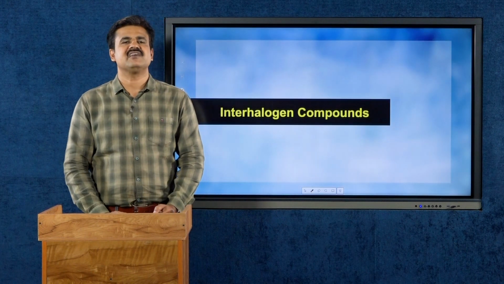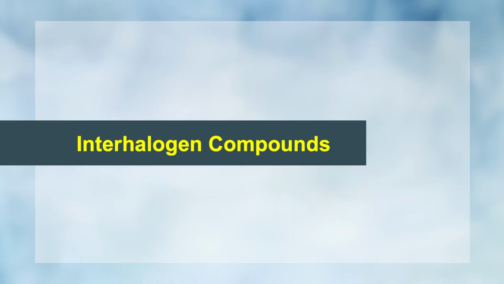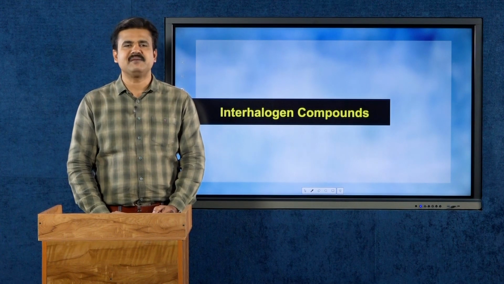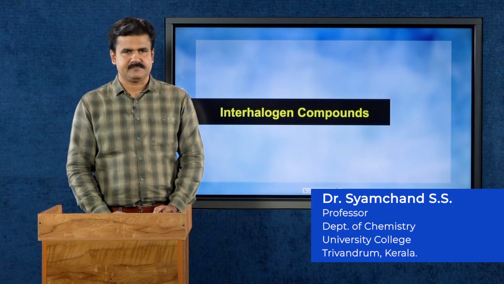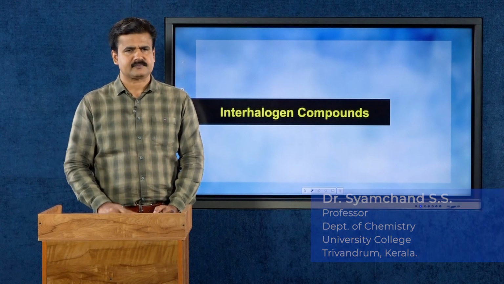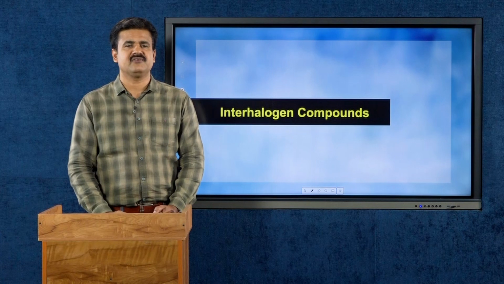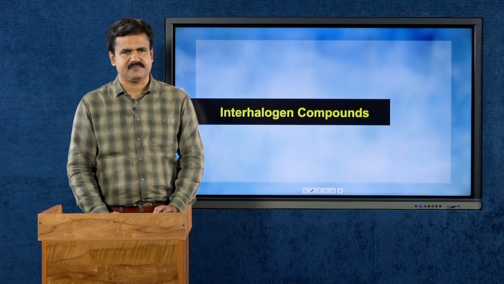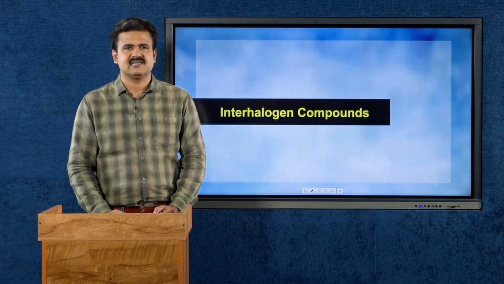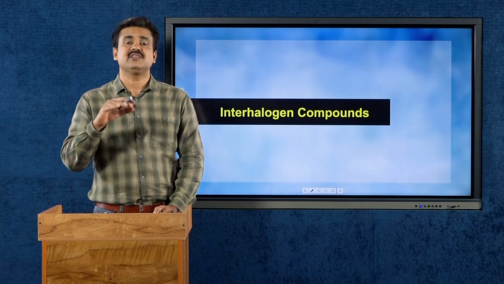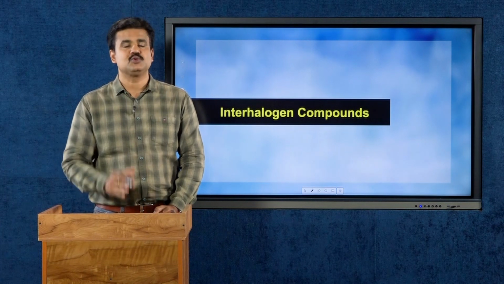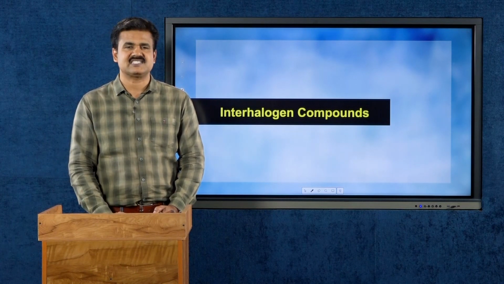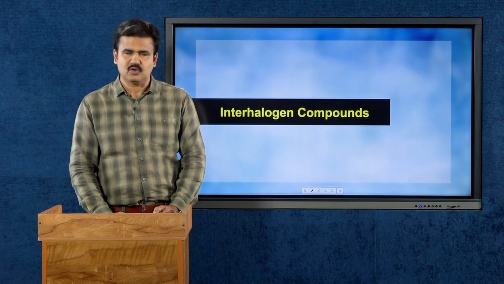First of all, we are dealing with interhalogen compounds. What do you mean by an interhalogen compound? As the name indicates, these are the compounds formed by the combination of different kinds of halogens. Interhalogen means within halogen. So, the compounds which are formed by the combination of two or more different types of halogens are termed as interhalogen compounds.